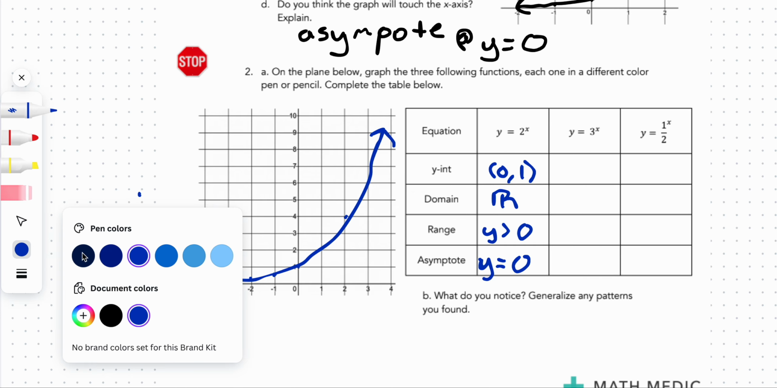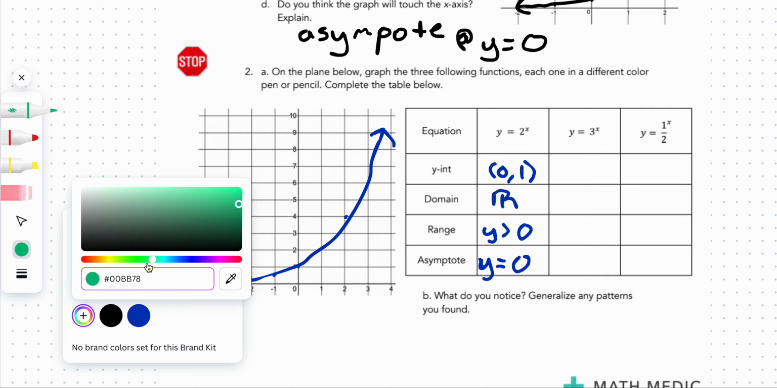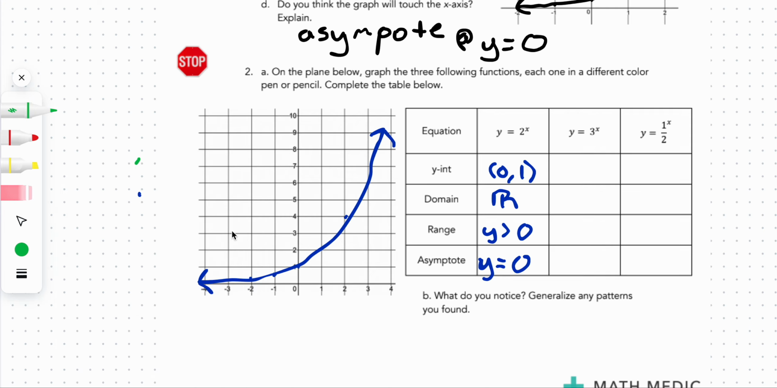Okay, now let's switch this up. Now let's do y equals 3 to the x power. First let's find our y-intercept. That's when x equals 0, so 3 to the 0th power is just 1. So we're going to say 0, 1. Let's plot that point. And now we have our domain. Exact same scenario: all real numbers. We can raise 3 to any power we want.